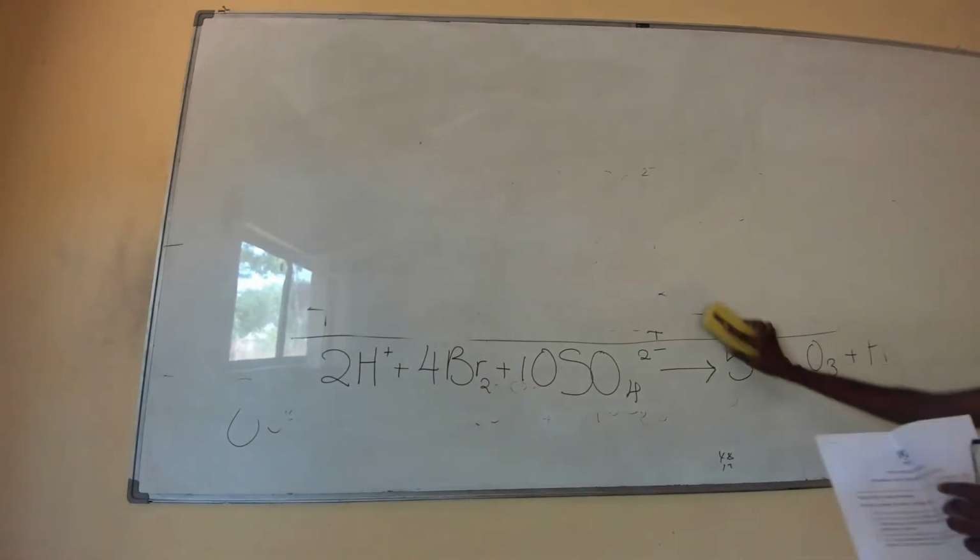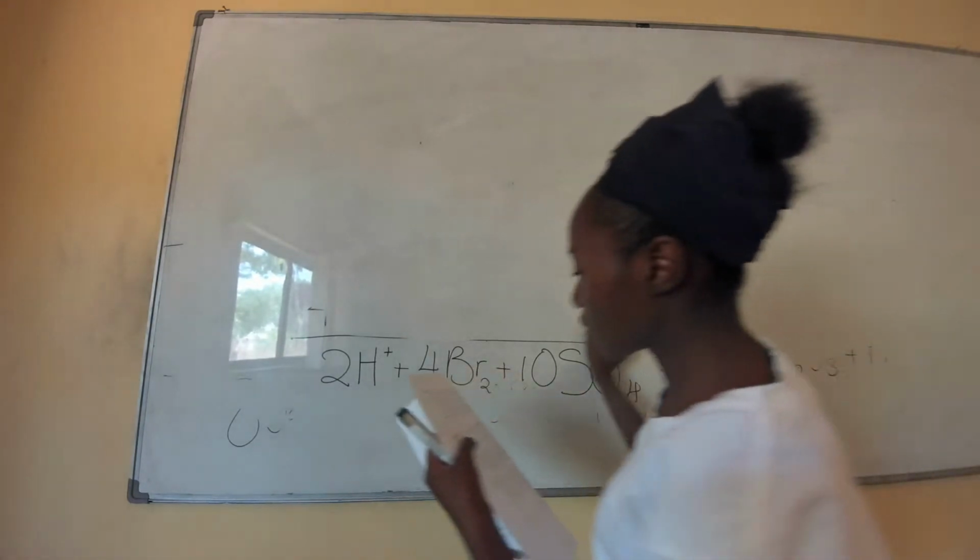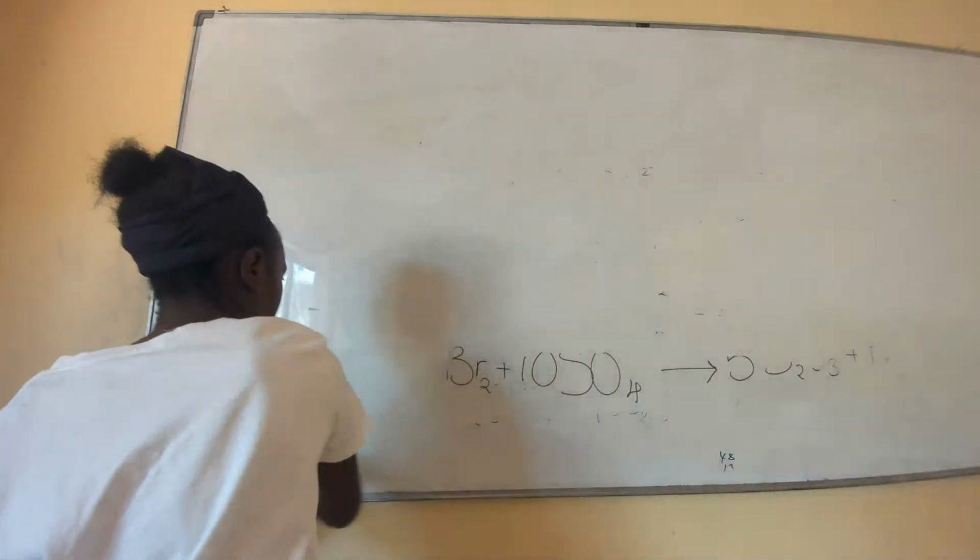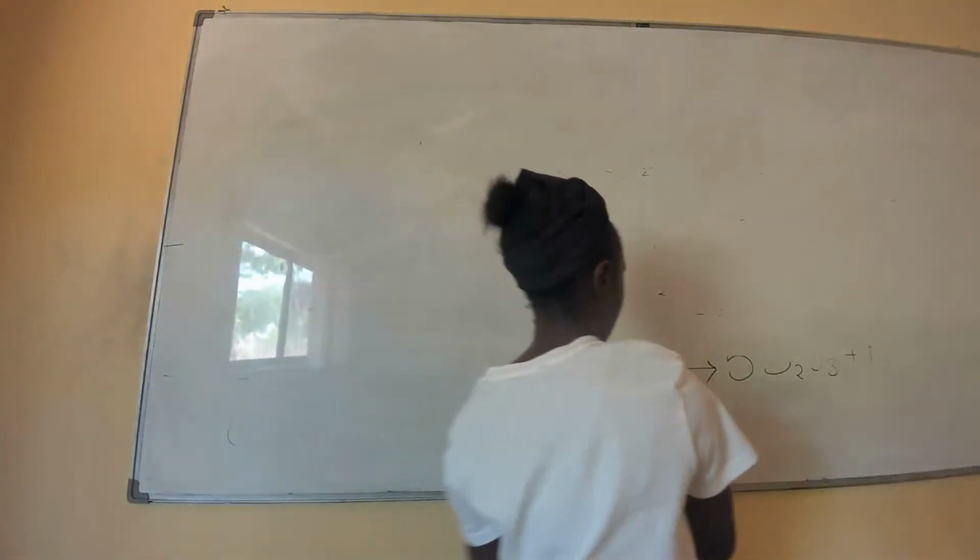Okay, so the next question, we now come to section B. The first question of section B, after reading the question, was asking us to find the limiting reagent or the limiting reactant.